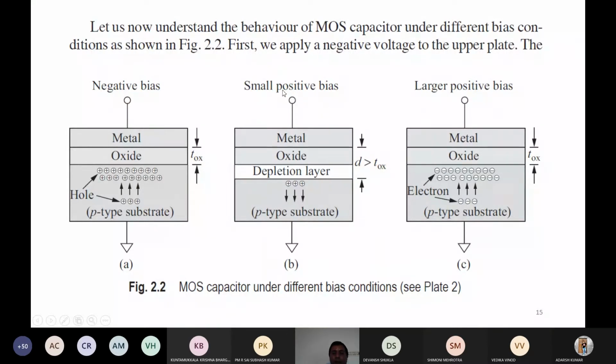Further, if you apply a small positive bias, but this positive bias is less than the threshold voltage, then what happens? Because of the positive bias, some positive charges will be there on the metal, and they will try to repel the holes which are present underneath the oxide. Because of the repulsion from the positive charges on the metal, they will repel the holes inside the body, and some portion of the silicon substrate will be free of charge. This portion is called the depletion layer.